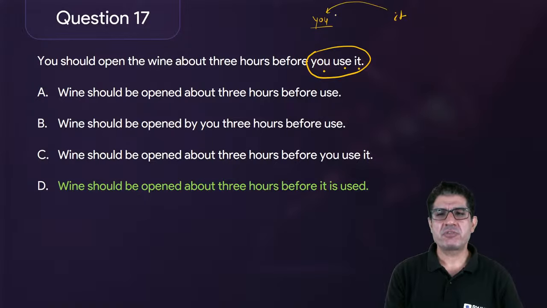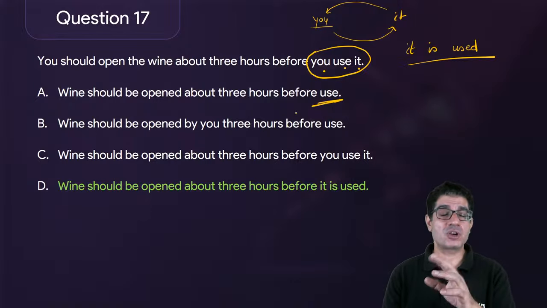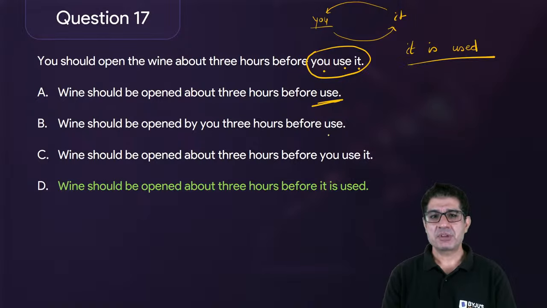What do we do when we go from active to passive voice? Subject object flip flop. So if you do that, it should be it is used. So A just uses use. So it is not a passive voice. It's a paraphrasing. Similarly, if you look at it, B, same problem.